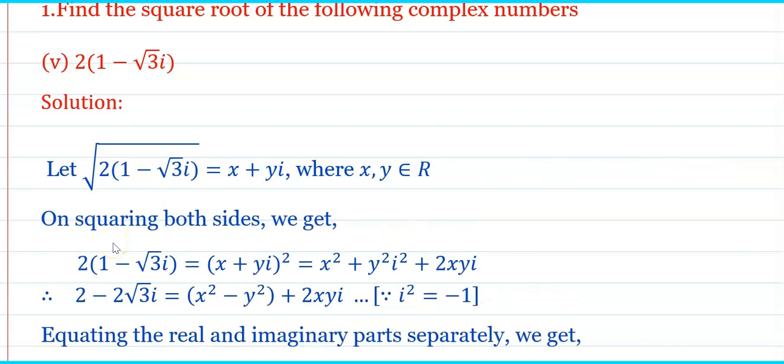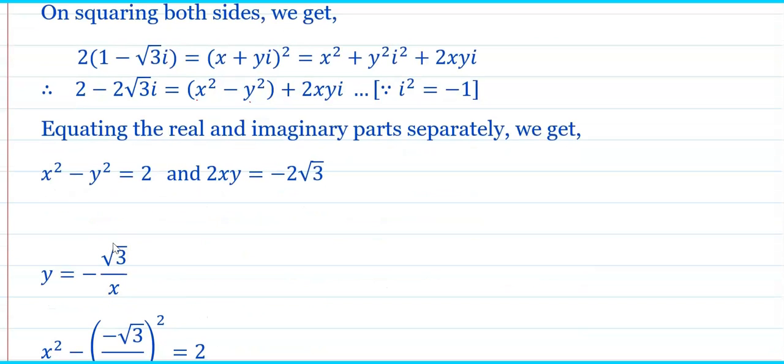On squaring both sides, the root sign and square sign will get cancelled, and therefore you will get 2 in bracket 1 minus root 3i is equal to (x plus yi) whole squared. Again we expand: x squared plus y squared i squared plus 2xyi. What is the value of i squared? Minus 1. Therefore, you will get the real part x squared minus y squared, plus 2xyi, the imaginary part. Again equating the real and imaginary parts. In the real part we get x squared minus y squared is equal to 2, and in the imaginary part, i gets cancelled from both sides.